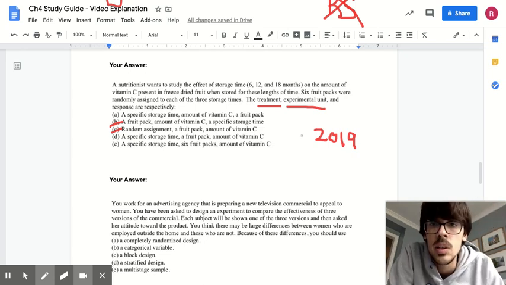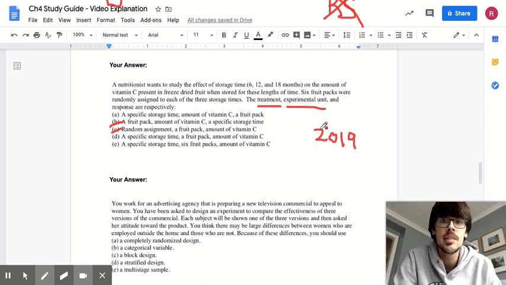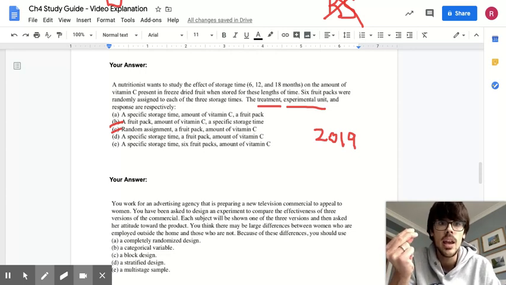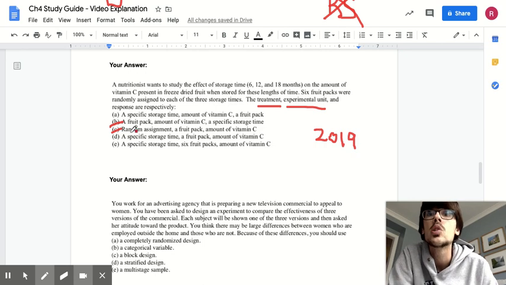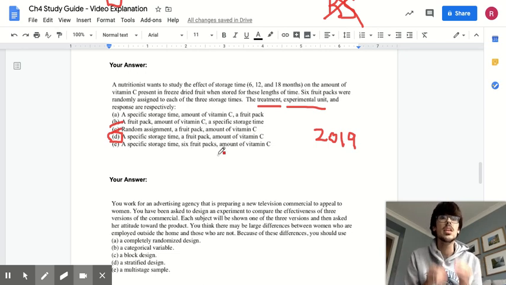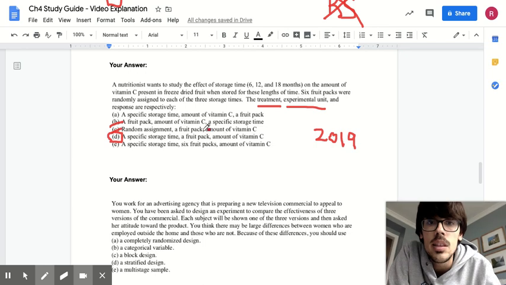Similarly, on this example here, getting back to our current problem, the experimental units are what are actually getting the treatments, and I'm taking a pack and I'm putting it for 6 months, 12 months, or 18 months. So the fruit packs themselves are the experimental units, not 6 fruit packs, okay? Each fruit pack gets its own treatments. And finally, the response variable, you're just measuring the amount of vitamin C. So this problem answer is D.